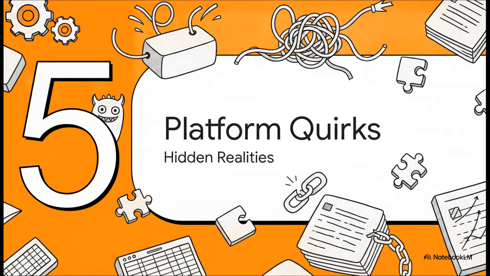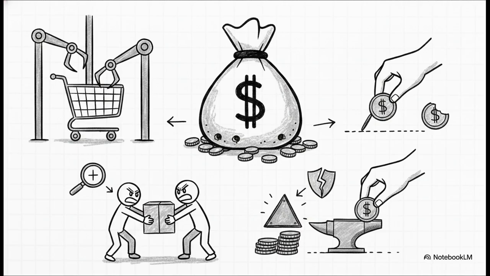Now for section 5, Shopify and Stripe quirks. So, even with automation and clearing accounts perfectly set up, these platforms have some really specific, kind of wild quirks that will ruin your books if you ignore them. These hidden realities can slowly drain your margins while hiding right in plain sight.